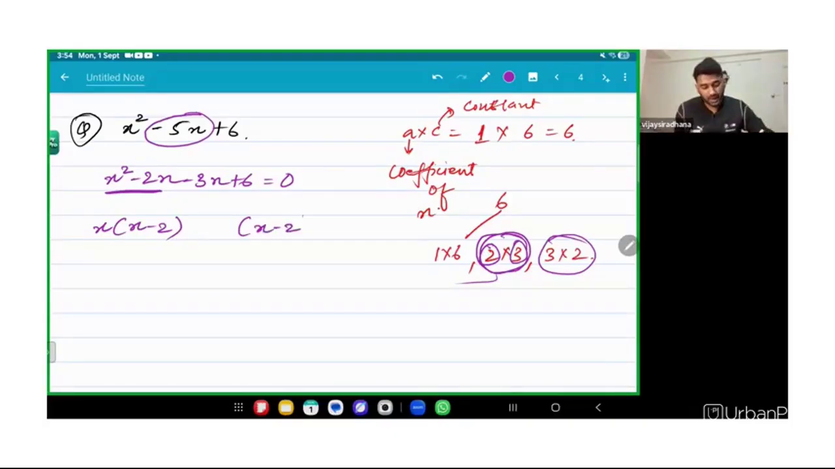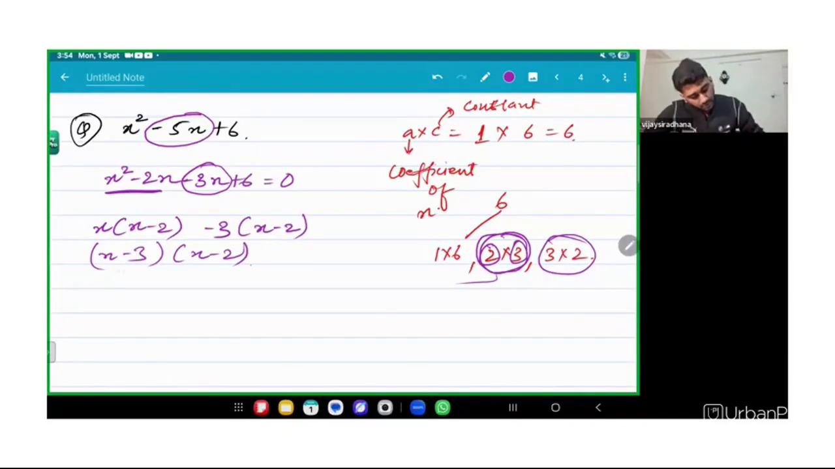Now, if you divide minus 3x by x, what will you get? You will get minus 3, right? And minus 3 into minus 2 is plus 6. So you will be having x minus 3 and x minus 2. So this will be the final result. Now, if you solve this, then you will get x is equals to 3 and 2, if you equate it with 0.